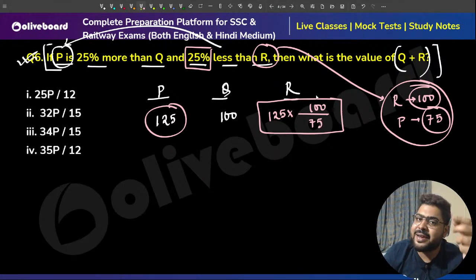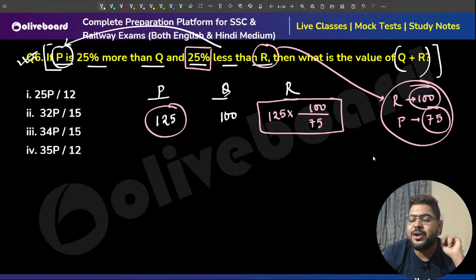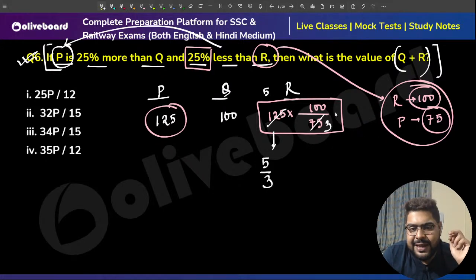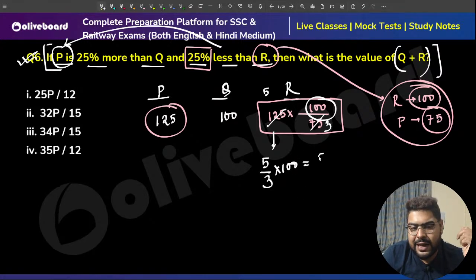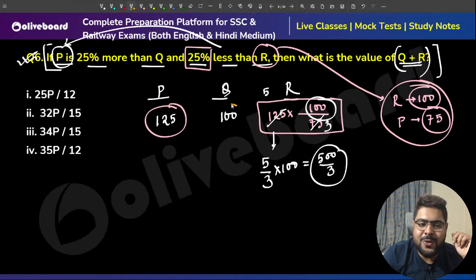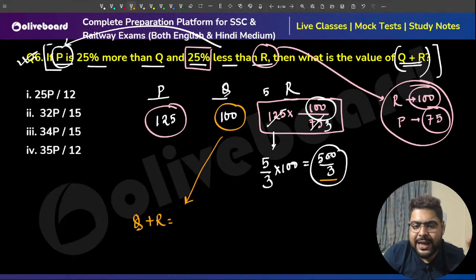You see another application of the modular method. Sir, calculate, sir. 25 3s are this, 25 5s are this. Sir, simply can you say, sir, it is 5 by 3 into 100. Right, sir? This is 5 by 3 into 100. Let's do one thing, sir. Q plus R will find. 500 by 3, let's give. Then Q plus R they are asking. Q is this, R is this. So if I say Q plus R, sir, 500 plus 3 into 100, 800 by 3, sir.